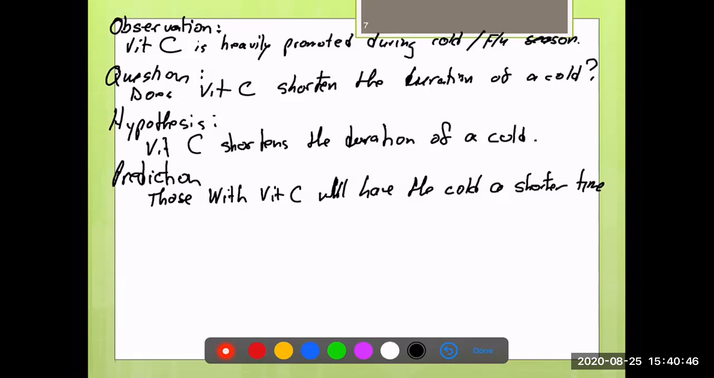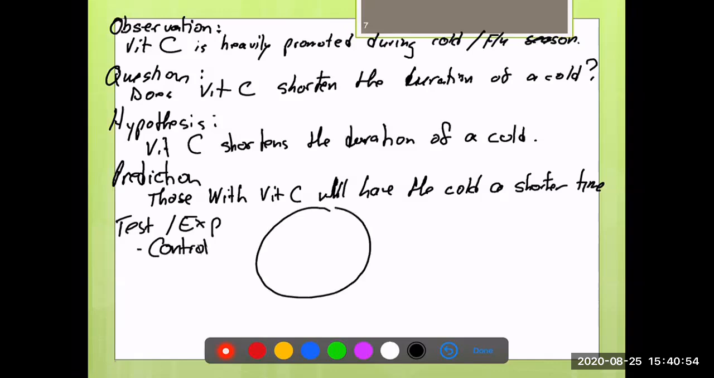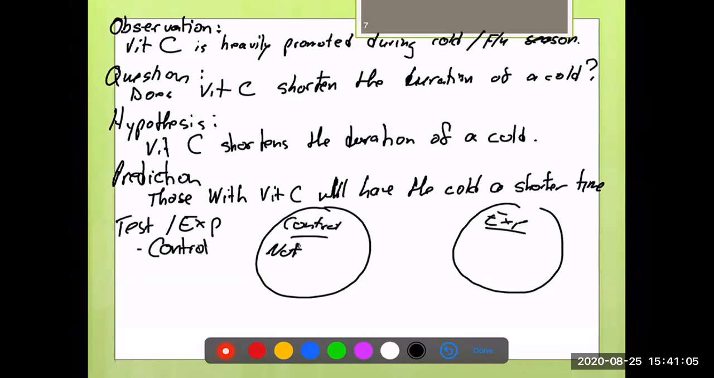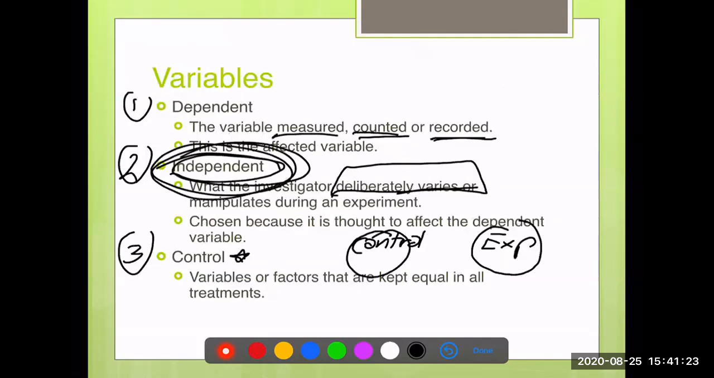Okay, and what's my test or experiment? Again, always with a control. It's easy, right? I think you can imagine it. I'm going to have 2 groups. One is a control group. One is the experimental group. One group is not going to receive vitamin C, and the other group is going to get vitamin C. That's the only difference between the two groups. That's the thing that I am varying. And for that reason, vitamin C is our what? It's our independent variable.